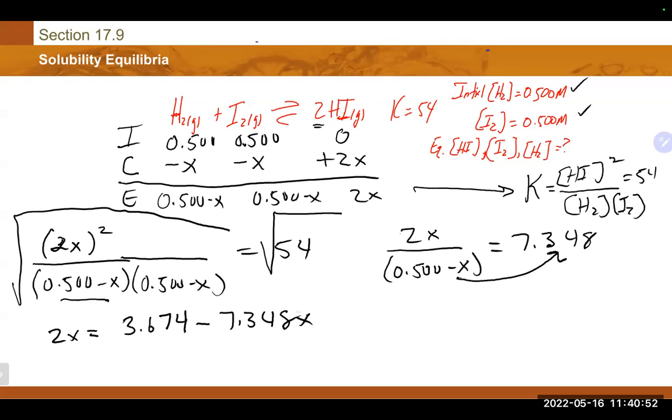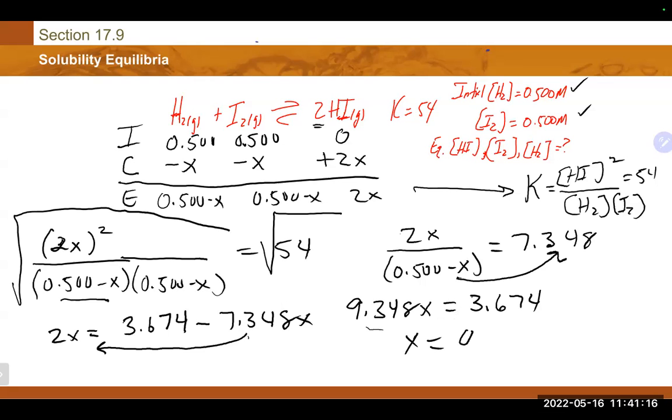We want to combine our x's, which means we're going to add this back to the other side. And when we do that, that gives us 9.348x is equal to 3.674. Lastly, we're going to divide both sides by the 9.348, and that gets us an x value of 0.393. Any questions on any of those steps there?